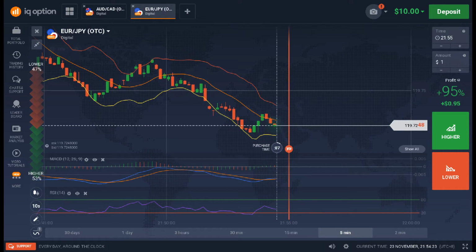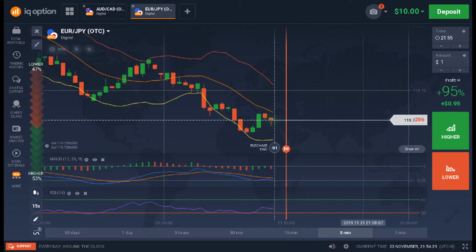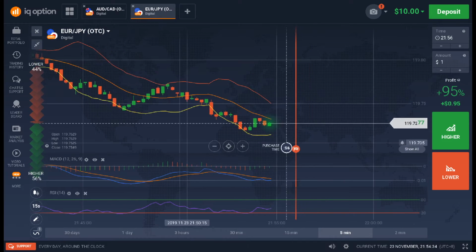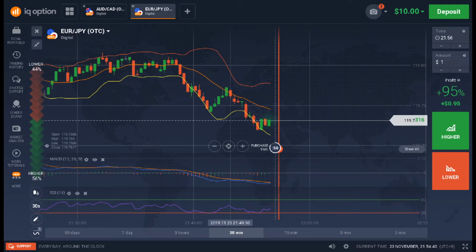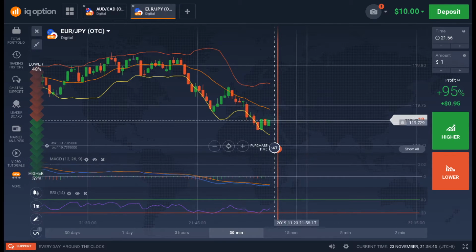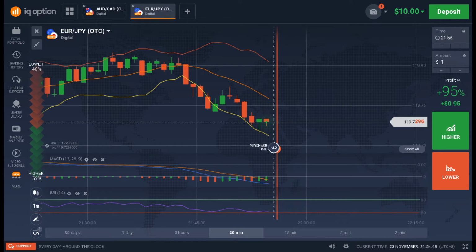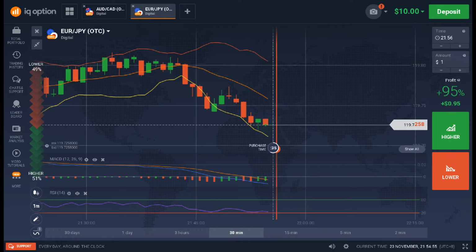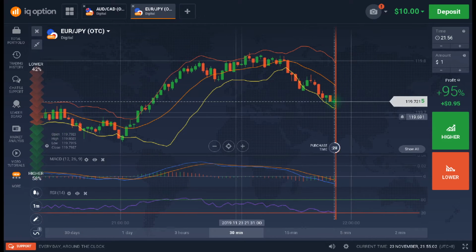Okay, so first, let's see. So now you see I have $10 on my account. Okay, so first, before we take any action, let us plot our support and resistance. I would normally look at a much longer time frame, so I would know the overall direction. So I think a 30-minute chart is already fine. So I would just have to plot my support and resistance.